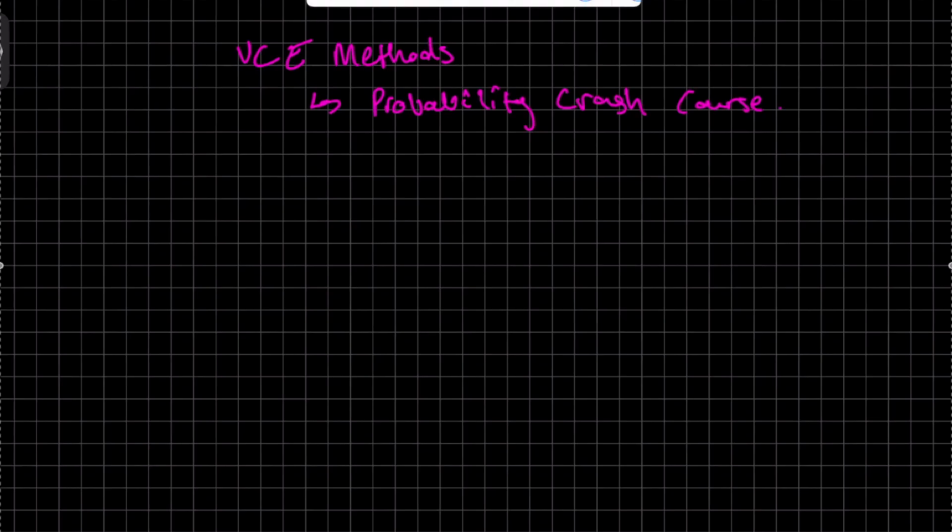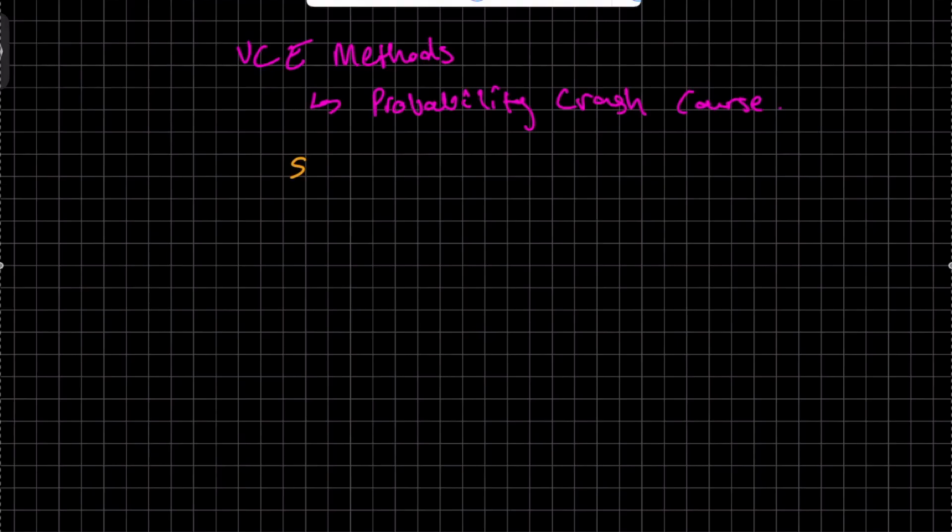So first of all, what we need to understand is the language that we use in probability. Sometimes you may see an S written in your textbooks. This simply stands for the sample space. Your sample space is the set of all possible outcomes of an experiment.